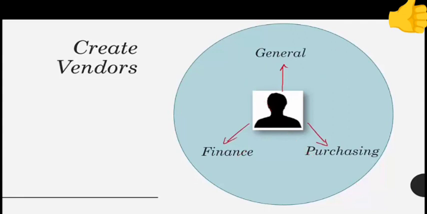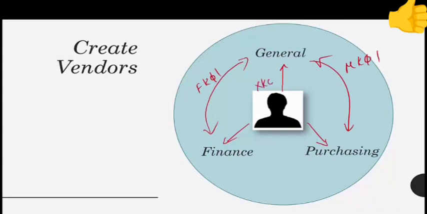And we have seen that we can create general and finance view together using FK01. And if you want to create general and purchasing view together, you can use MK01. And if you want to create all these views together, you can use XK01. Now, why do we need to have so many different transactions? And why do we need to separate the views?